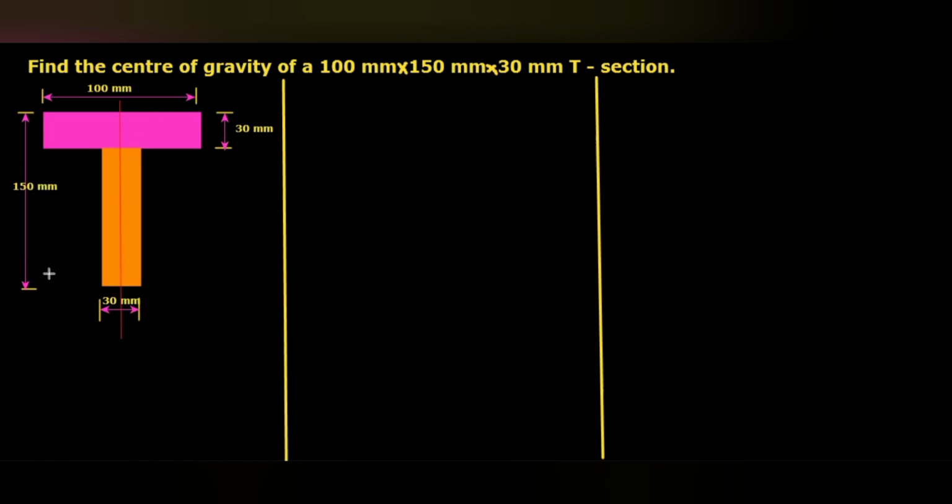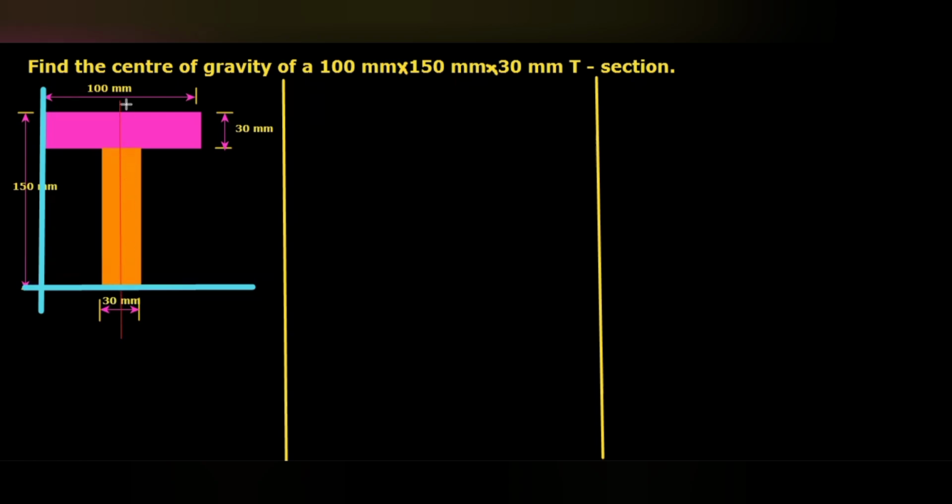For the y bar, we will take the bottommost line as the reference. For example, if the center of gravity is here, what will be the distance of that center of gravity from the bottommost reference line? That is what we are going to mention as y bar. In the same way, for the x bar, we are going to take the leftmost line. This is the leftmost line in this diagram, and this one is the bottommost line in this diagram.